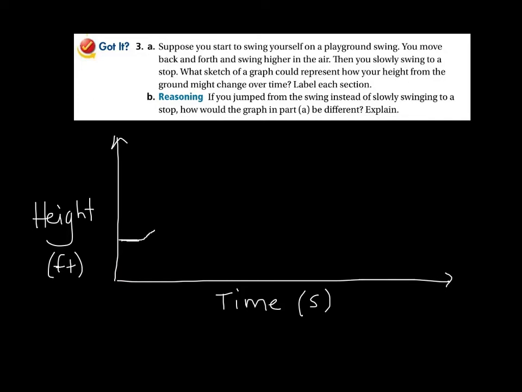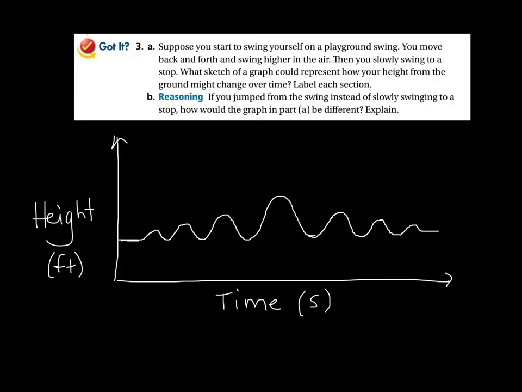And then as you start swinging, every time you pump your legs, you're going up higher. And it's taking longer to come back down. All right, so once you get to the point where you decided to stop, because it tells us here, then you slowly swing to a stop. We're going to start having the same path, but it's going to come back down until you've stopped.